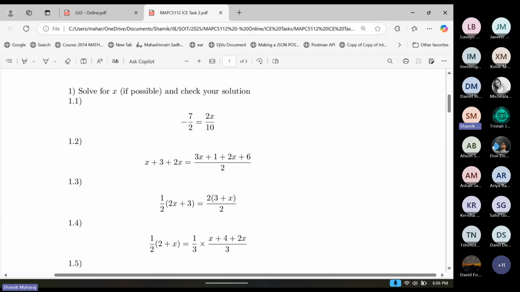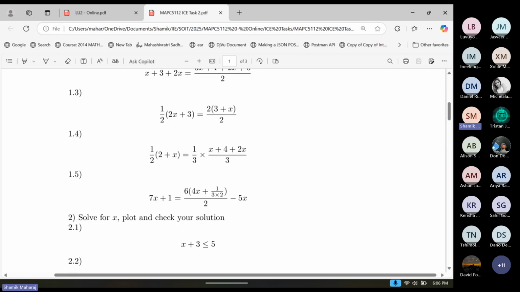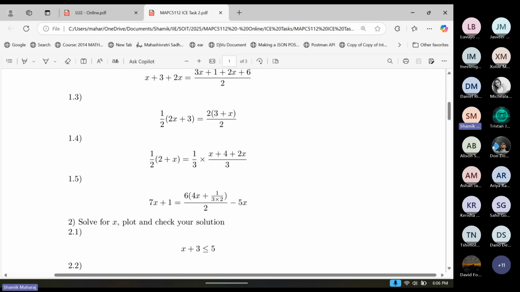Okay, so 1.1, I'm going to try and skip through most of these because we've done a fair amount of these on video as well. So you guys have a few of these. Maybe I should just do one of the ones at the bottom, because those are probably the more difficult ones. So let's start with, let's see, maybe 1.5. That's probably the hardest one here.